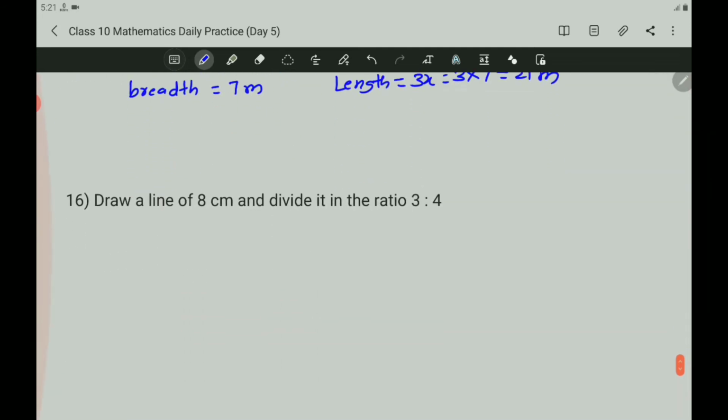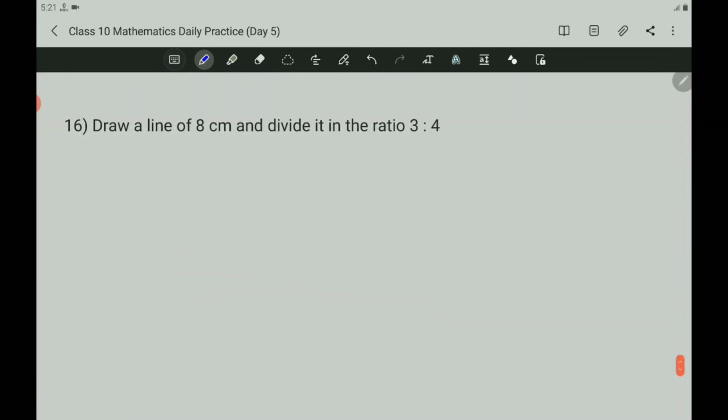Next let us take the 16th question. Draw a line of 8 cm and divide it in the ratio 3:4. Children, the construction is, as already said, that is done in the construction chapter. So you go through that chapter and learn the method of dividing the line segment in the given ratio.